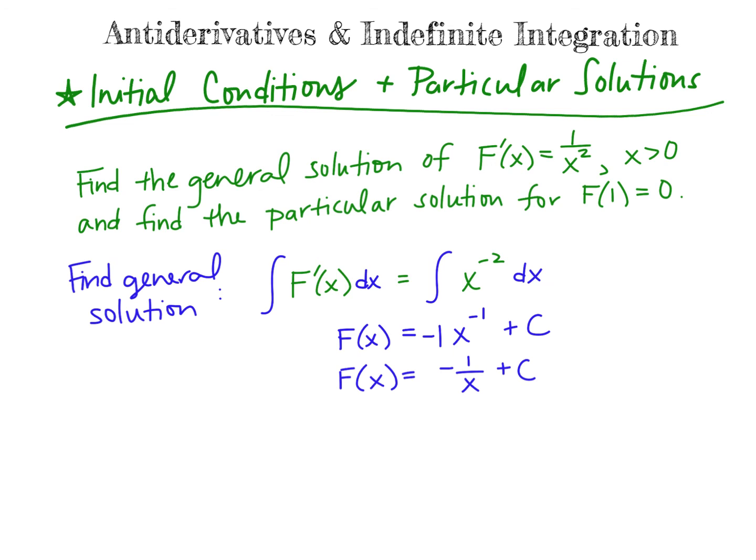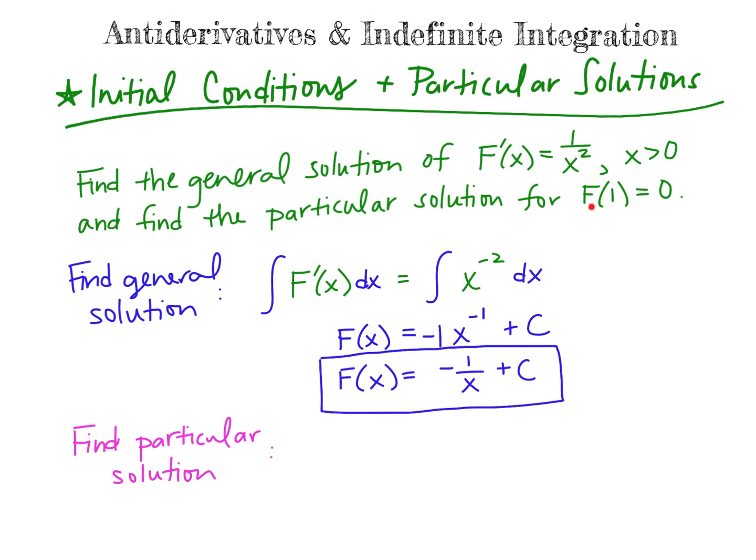Now, our particular solution is going to be found by using the initial condition where f of 1 equals 0. This is equivalent of getting the information that it passes through the coordinate point 1, 0. This is just saying that when x is 1, our output y is 0. So let's plug that in. We know that when x is 1, so we'll have negative 1 over 1 plus c. Our output f of x is 0. Solving for this, we'll have 0 equals negative 1 plus c, and that gives us that c has to equal 1.